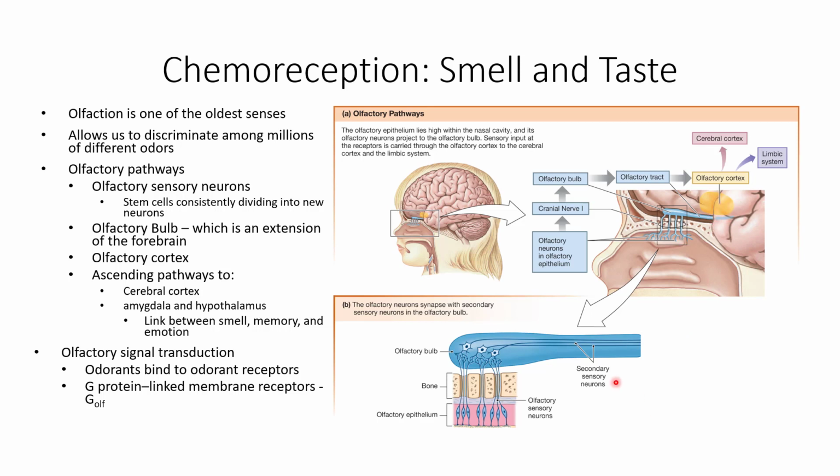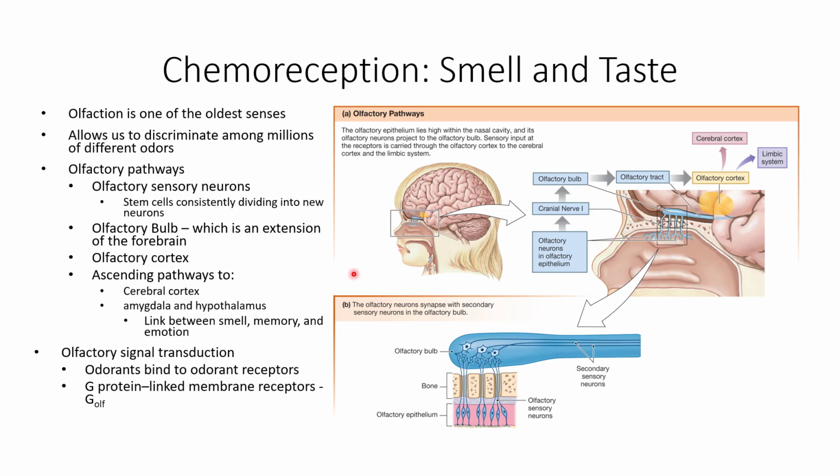And then from there, we can go on ascending pathways to other regions in the cerebral cortex, or we can utilize the limbic system, in which we now make associations between these odorants, these smells, and areas of the brain that trigger memory and emotion. So we make that link between smell, memory, and emotion. That's why odorants can be a really powerful stimulus for the brain.